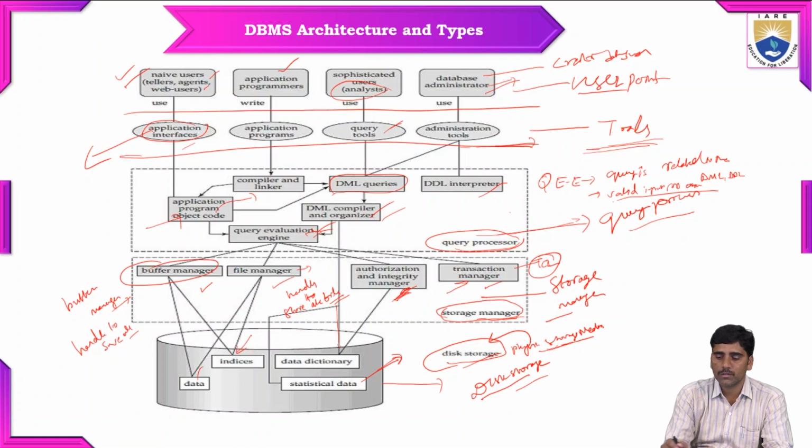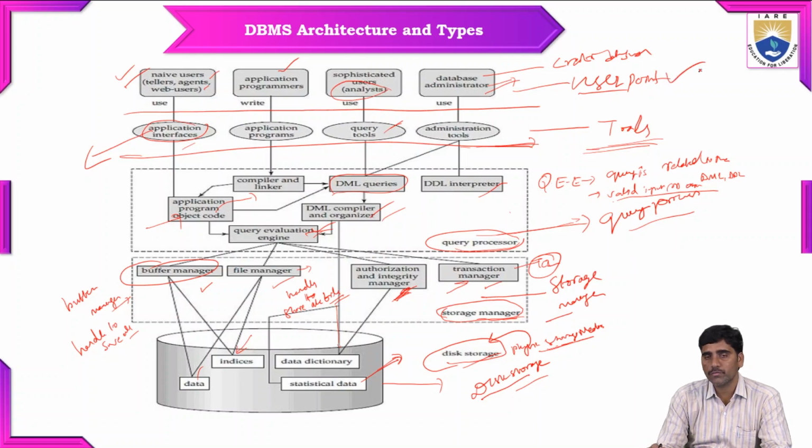The database architectural components have different parts. One is the user point of view. The second is the tools point of view. The third is the query processor point of view, query processor tools. The fourth is the storage manager point of view, tools. And the fifth is the disk storage point of view.